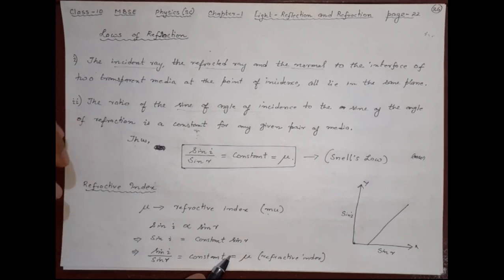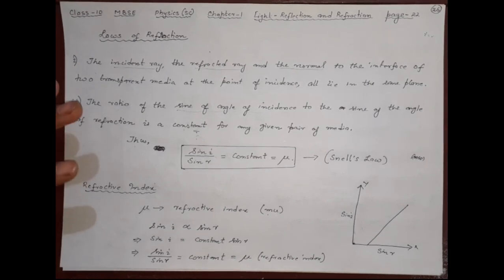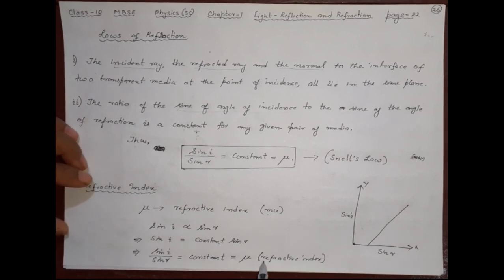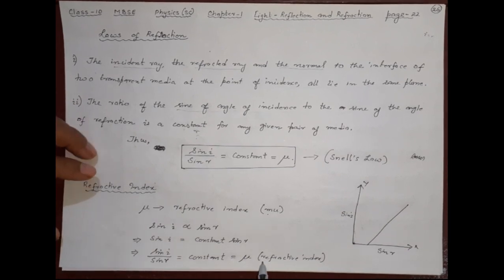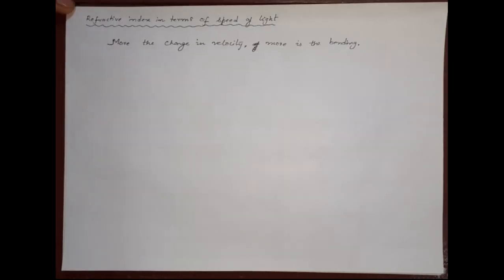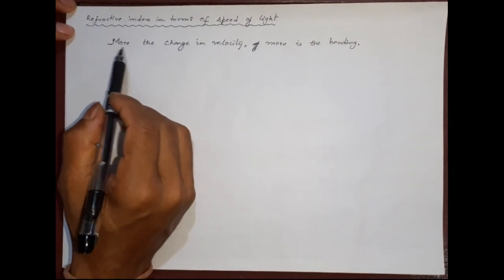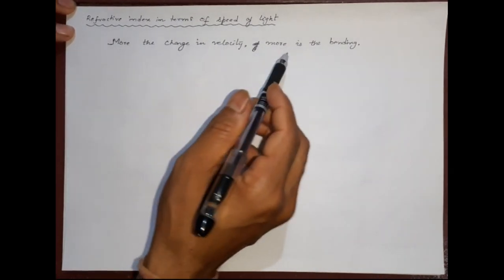That is also important. The ability of a transparent medium to bend light depends on the refractive index. The more the refractive index, the more the light will bend. That is the way refractive index works. So this is refractive index in terms of the speed of light. Here, the more the change in velocity, the more the bending.